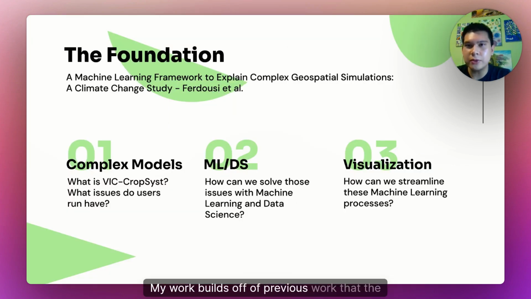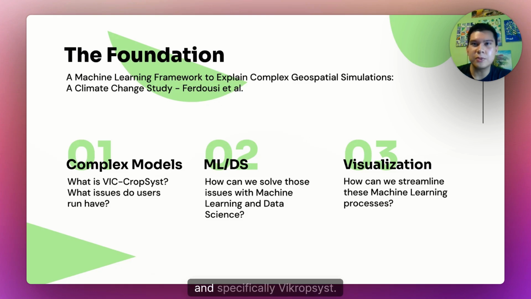My work builds off of previous work that the Biocomplexity Institute did, which is encapsulated in this paper. I wanted to use this as a starting point, and in this presentation, we will cover three main topics. Number one is complex simulation models, and specifically Vic-Crop-Cyst. So first we need to talk about what is Vic-Crop-Cyst, what kind of data does it simulate, and what issues do researchers have when using this tool.